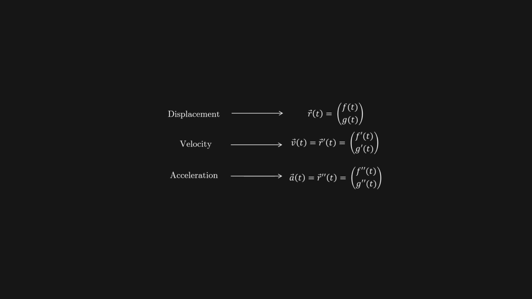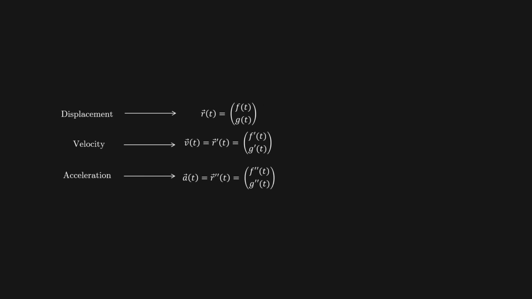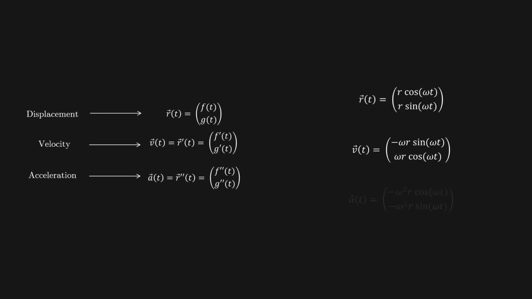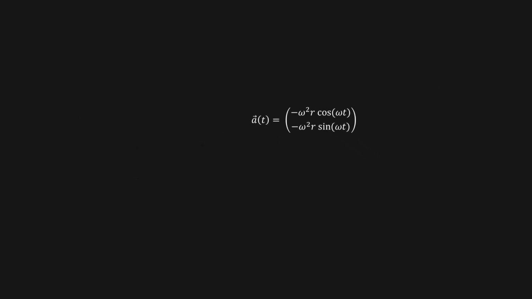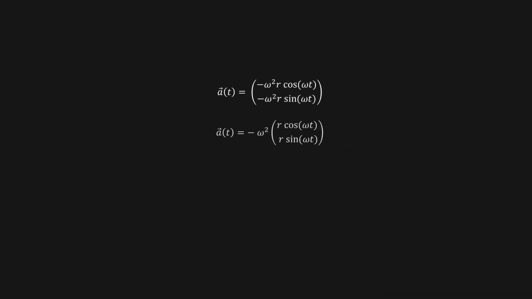Using our rules from before, we can find the acceleration and velocity vectors. When we have a closer look at the acceleration equation, we can see that by pulling out the factor of negative omega squared, we get a relationship between the acceleration and displacement. Particularly, the acceleration points in the opposite direction to the displacement. If we take the modulus of both sides, we arrive at the centripetal acceleration. We can then use this in conjunction with Newton's second law to get a formula for the centripetal force.